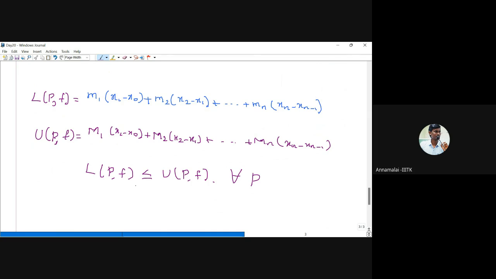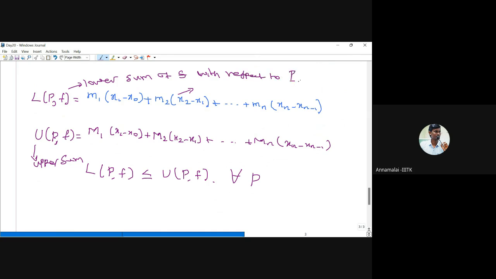So this is called the upper sum of a function for a particular partition P. Again, this is called the lower sum of f with respect to the partition P.